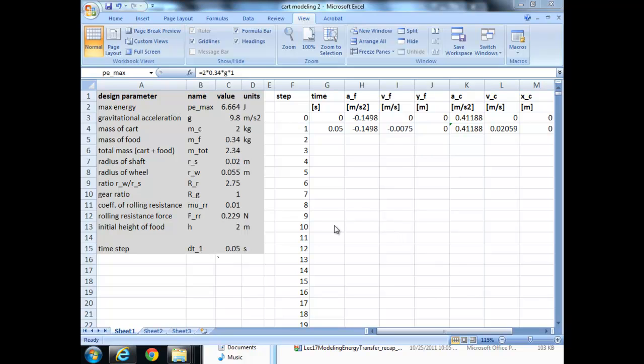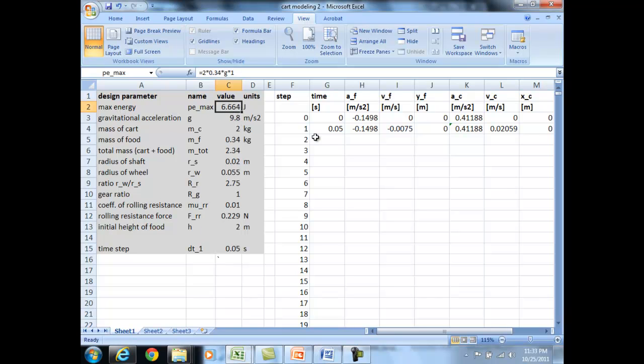Let's start by looking at the design parameters that are here in the gray box on the left. The design parameters given include the radii, the masses, the gear ratio, the coefficient of rolling resistance, everything that we know about the problem, starting with the maximum potential energy, which is the 2 spam can meters. If you do the math, that is around 6.66 joules. When you get this spreadsheet, these values will not be here, and so you'll need to populate them with things that you've measured or things that you know about your own device.